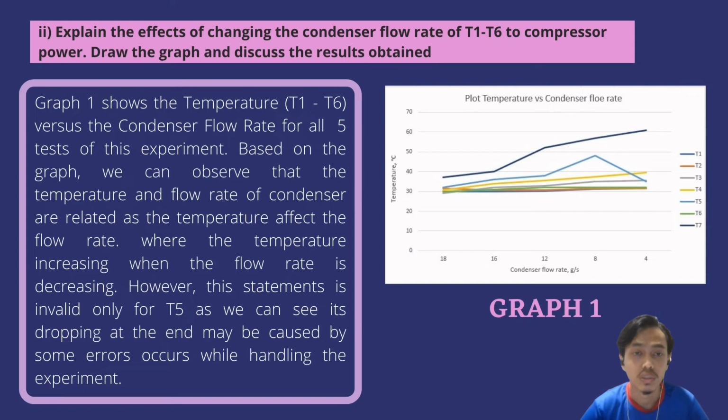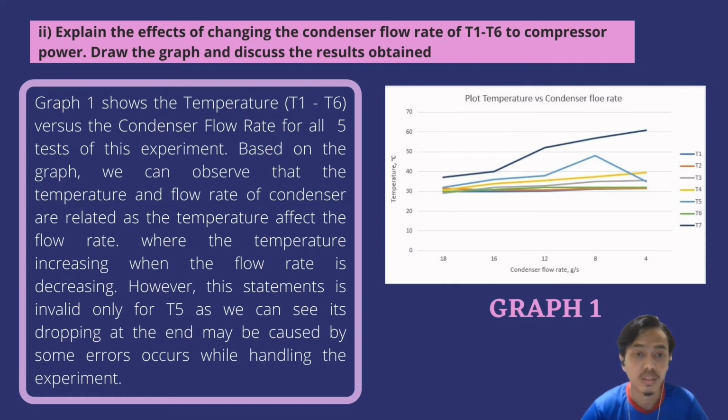The first discussion states that we need to explain the effect of changing the condenser flow rate of T1 to T6 on compressor power. So we need to discuss and draw the graph based on the results obtained. The first graph is we need to plot temperature versus condenser flow rate.